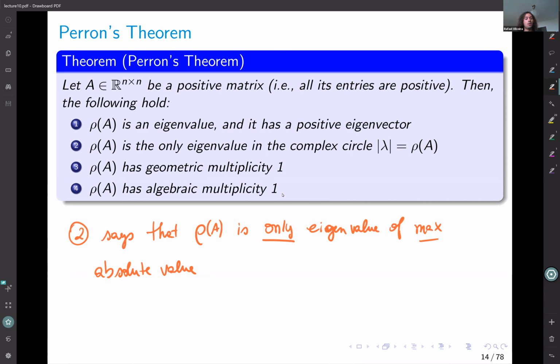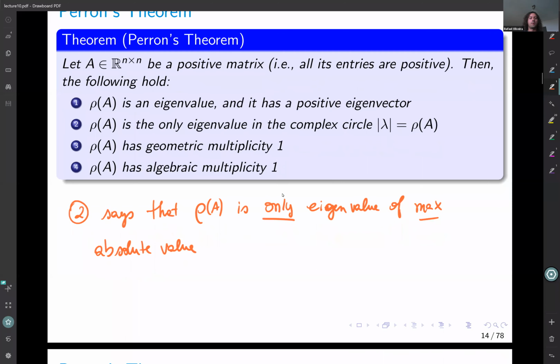Now 3 and 4 are just saying that rho of A has geometric multiplicity 1, so you only have one eigenvector corresponding to this rho of A, and rho of A has algebraic multiplicity 1. Today we're just going to prove parts 1, 2, 3. But if you want to see the proof of 4 as well, you can look at the references where I learned this proof from.